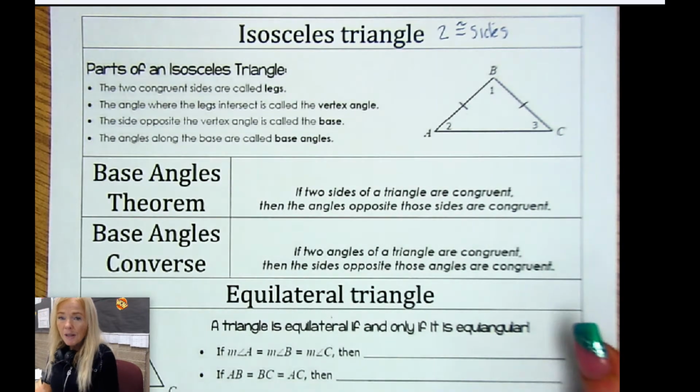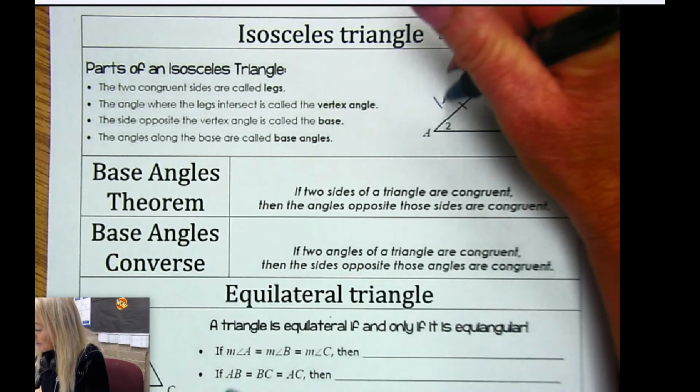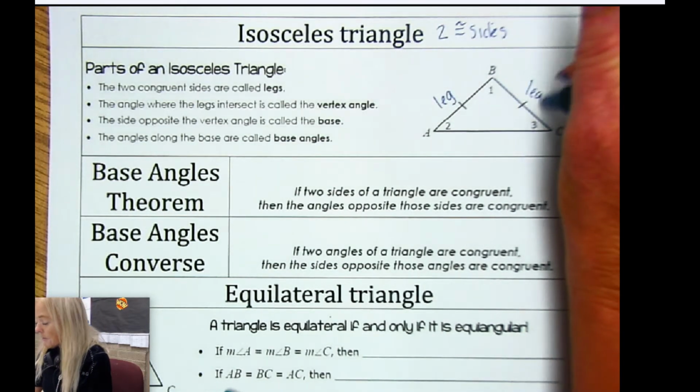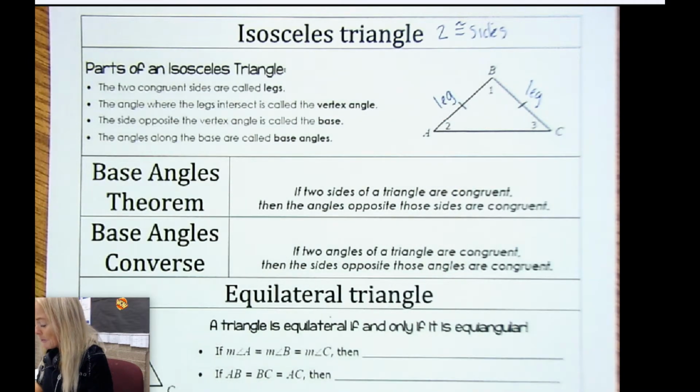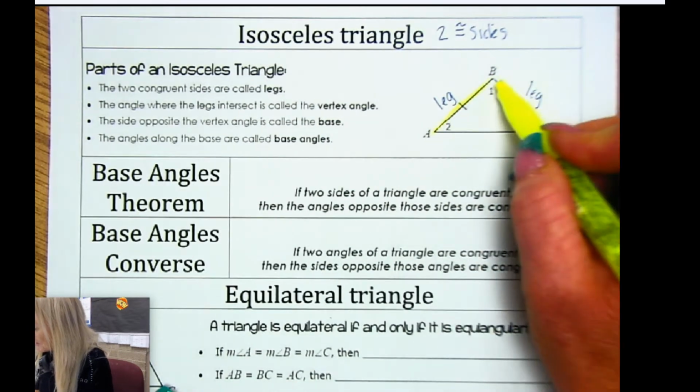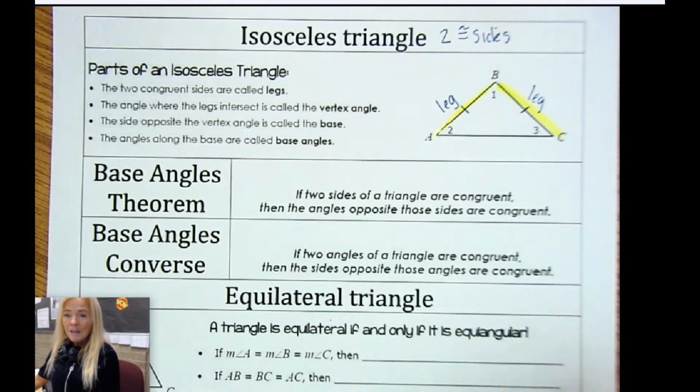Now, the two congruent sides, we have names for them. They're called legs. So this is a leg and this is a leg. We call those the legs. And those are kind of important. So let me color them in so that we can draw attention to those legs of the triangle.